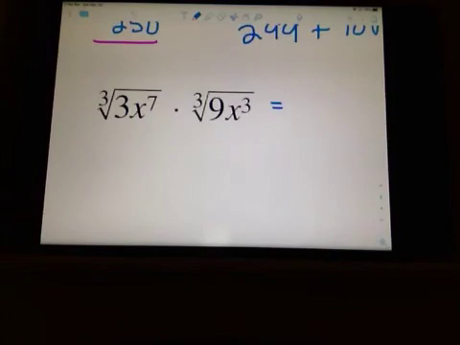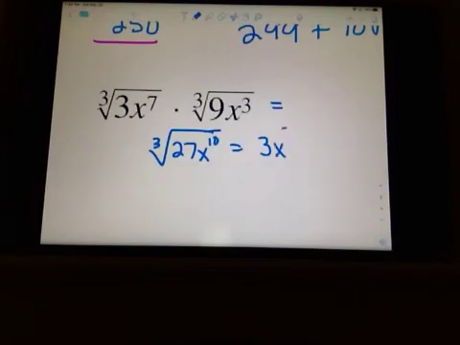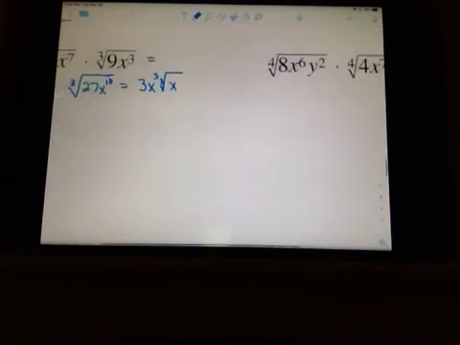Here I multiply cube roots, so cube root of 27x to the 10th. Cube root of 27 is a perfect cube, that's 3. Use your divide rule. 3 goes into 10 evenly 3 times with 1 left over. Don't forget your little cube root. So 3x to the 3rd cube root x. And then I think my last one, yep.